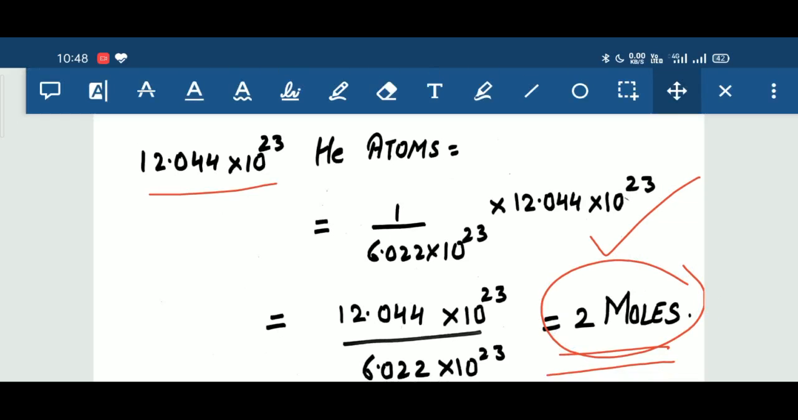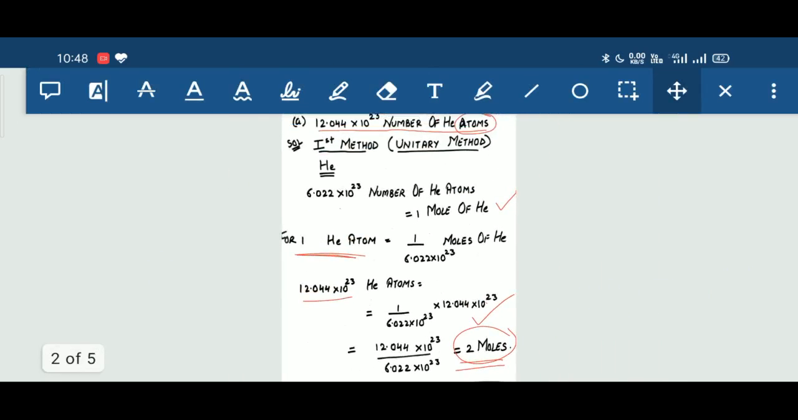So, this is the unitary method in which we will first of all find the number of moles for 1 helium atom and then we will multiply it with the number of atoms for which we have to find the number of moles. In this way, we will be getting the total number of moles for all the atoms.